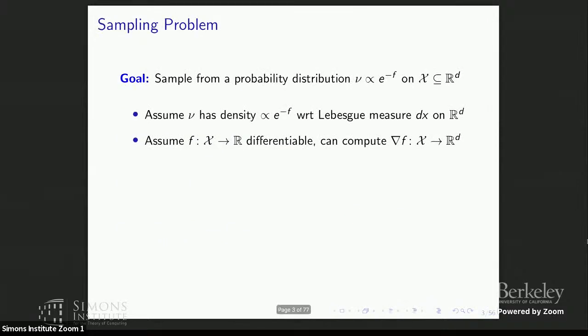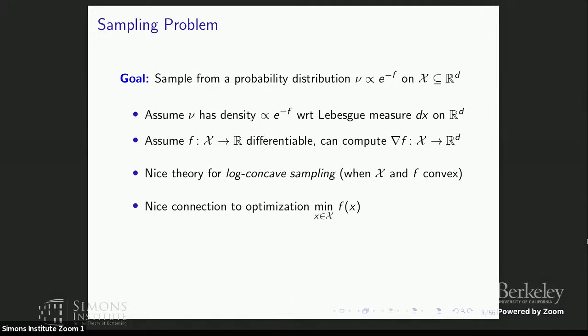Okay. So this is a sampling problem where the goal is we want to draw a sample from a probability distribution, let's say nu, and we assume that nu has a density of the form e to the minus f on some domain X constrained in the Euclidean space, right? So here we assume that the density is with respect to the Lebesgue measure, and we are in the first order setting. So we assume that the function f, which is the log density, is differentiable, and we get access to the gradient information. Thus, the goal is to design an algorithm to draw samples using this information.